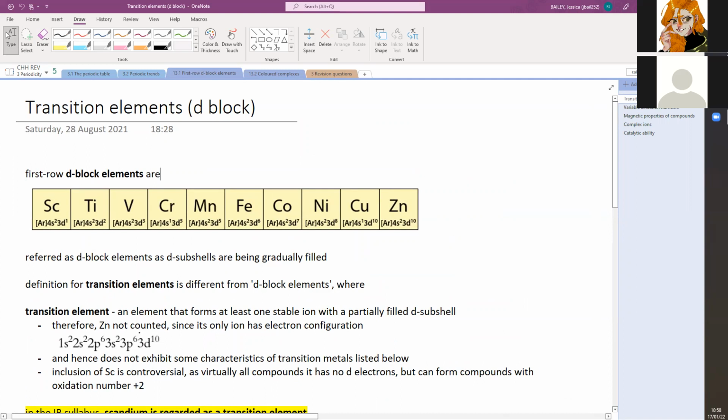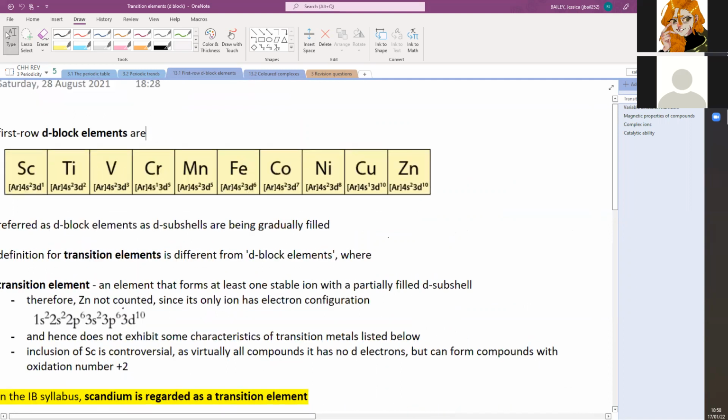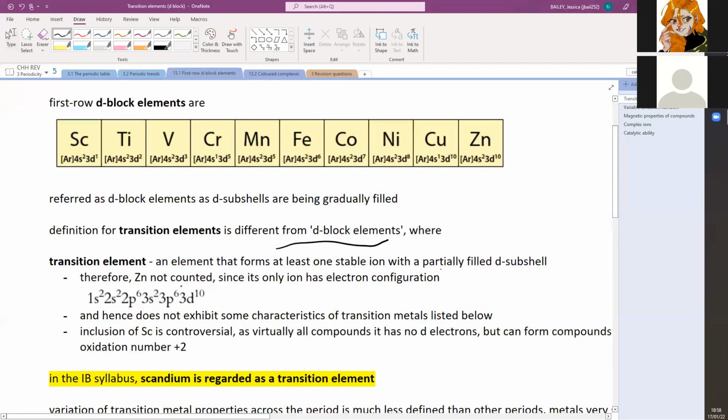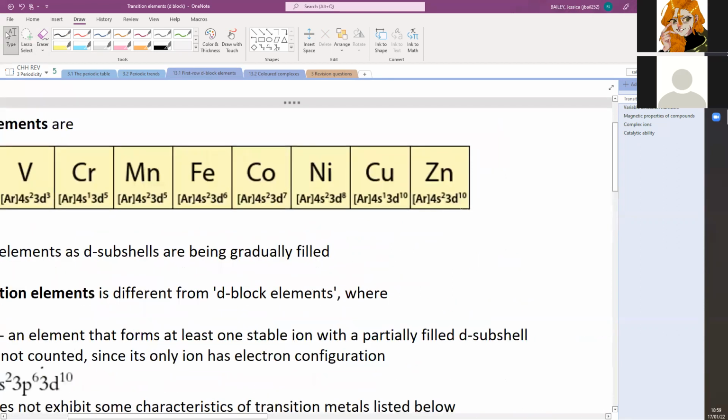Transition elements, oh, look at this, I wrote it right here. They're different from D block elements because they're elements that can form one stable ion with a partially filled D subshell. Fancy terminology for basically, if we're looking at the first row, zinc gets cut out because zinc can't form a stable ion with a partially filled D subshell. In fact, when it does form an ion, see its electron configuration here. It loses those two 4s electrons, but it doesn't lose any of the D electrons.